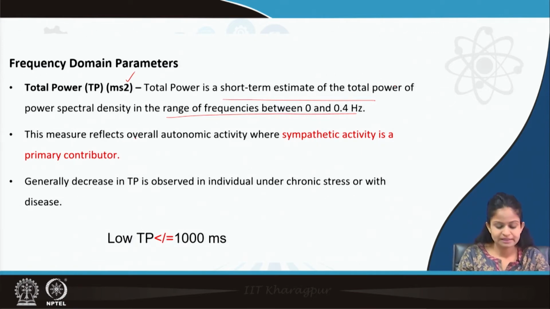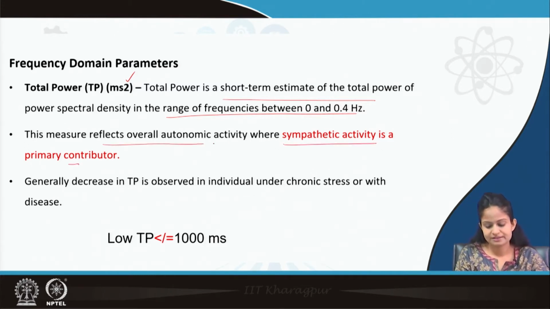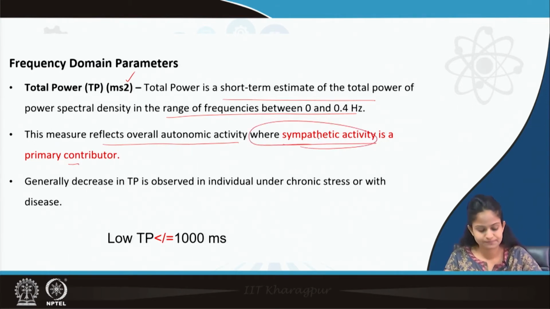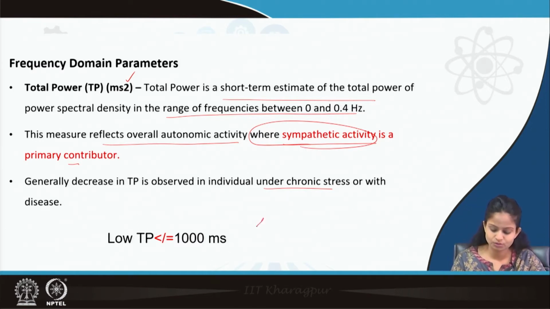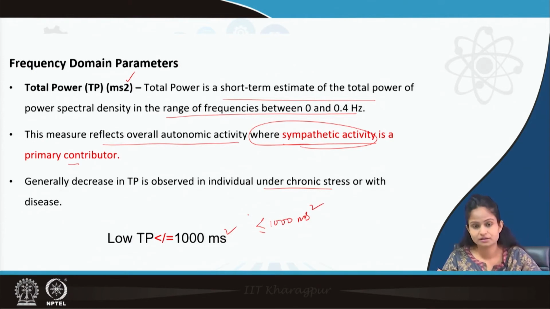The primary contributor is actually sympathetic activity. Though it reflects overall autonomic activity, sympathetic activity is the primary contributor. Generally, a decrease in total power is observed under chronic stress or with chronic diseases like diabetes and hypertension. So, low TP means the value is less than or equal to 1000 ms squared.